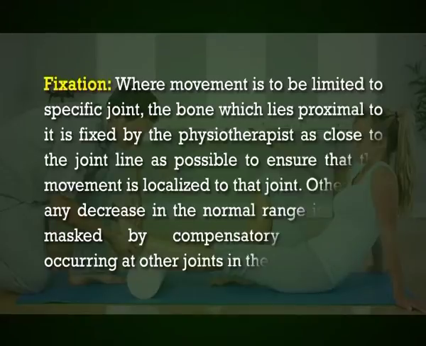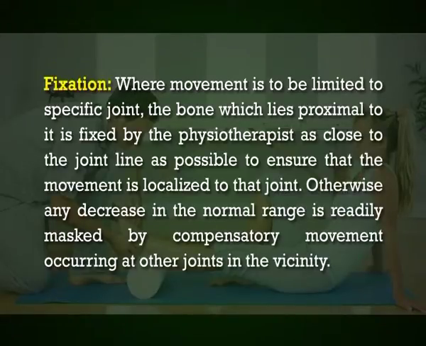And the second one is fixation. When movement is to be limited to a specific joint, the bone which lies proximal to it is fixed by the physiotherapist as close to the joint line as possible to ensure that the movement is localized to that joint. Otherwise, any decrease in the normal range is readily masked by compensatory movement occurring at other joints in the vicinity.